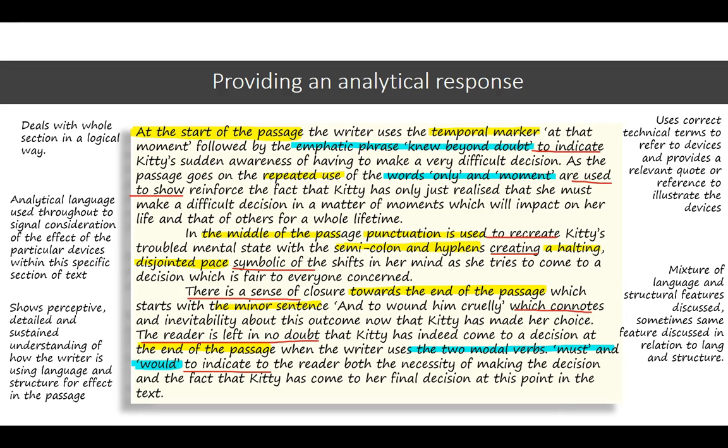And overall, what we would say about this response is that it shows a perceptive, detailed and sustained understanding of how the writer is using very specific language and structural devices to convey the element of sight that is specified in the question. So this response is focused, it's logical, it's analytical, and it gets full marks because it remains analytical all the way through, and there is a good mixture of language and structural devices.